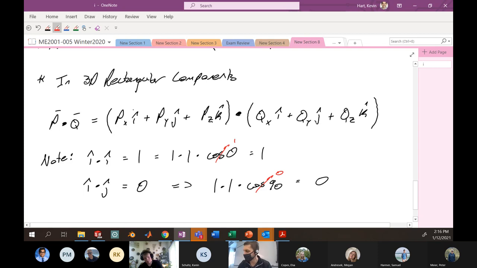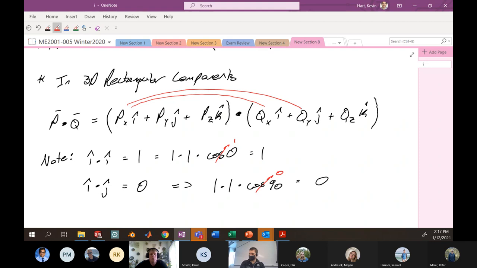And so if we do something like PX i dotted with QX i, well, both of those are pointing in the i direction. So the resulting magnitude of PX i dotted with QX i is just going to be PX times QX. If we thought about something like PX i hat times QY j hat, well, the result of that would be something like PX times QY times the cosine of the angle between i hat and j hat, which is 0. So this would result in a 0.